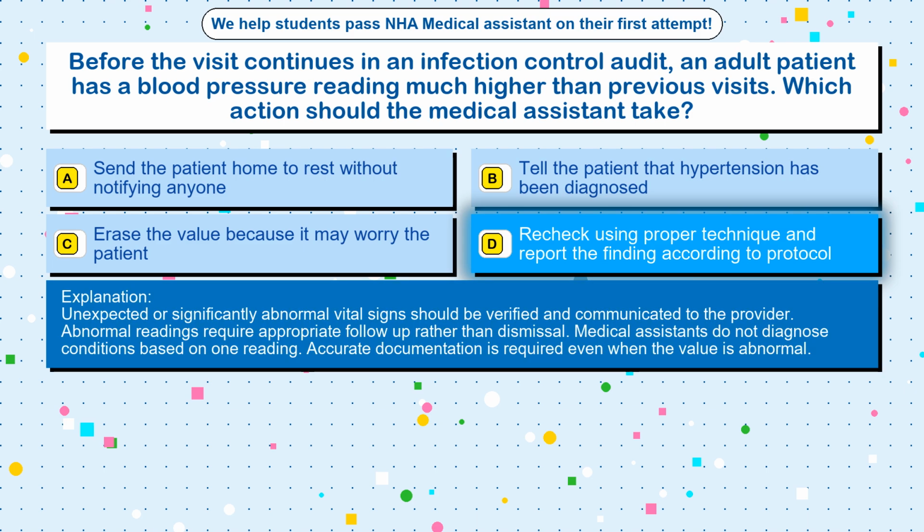Unexpected or significantly abnormal vital signs should be verified and communicated to the provider. Abnormal readings require appropriate follow-up rather than dismissal. Medical assistants do not diagnose conditions based on one reading. Accurate documentation is required even when the value is abnormal.